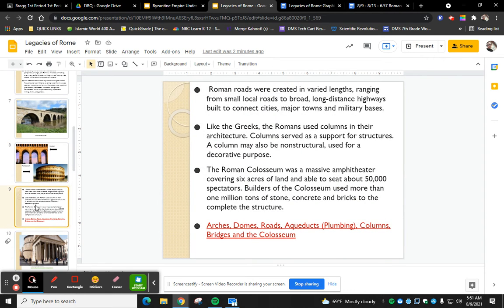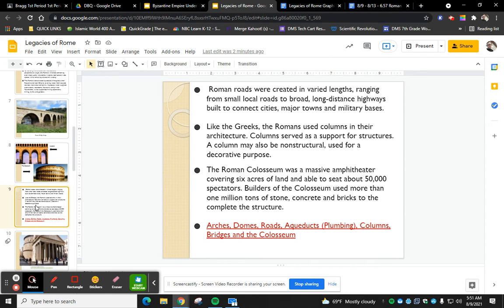Now, Roman roads were created in varied lengths, ranging from small local roads to broad long distance highways built to connect cities, major towns, and military bases. And like the Greeks, the Romans used columns in their architecture. The columns served as a support for structures, but it could also be non structural. It could just be there to look pretty.